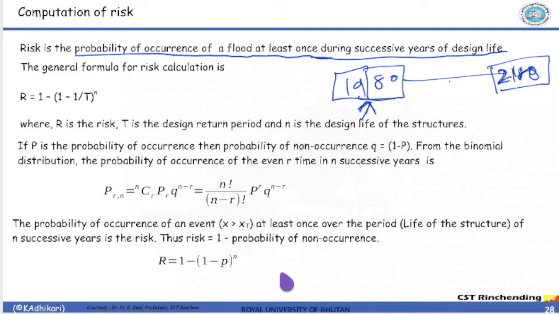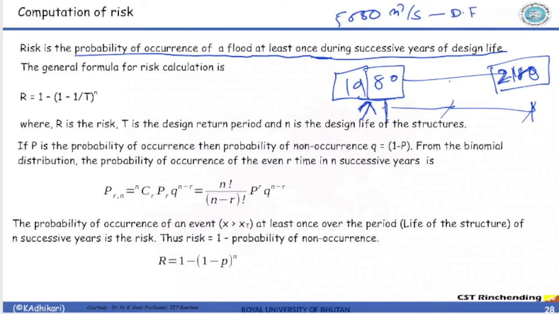Yes, it could be a 1,000-year return period. The concept here is, what is the chance of that 1,000-year return period flood occurring within this duration? So let's say our 1,000-year return period flood was 5,000 meter cube per second. This is also known as the design flood, right?